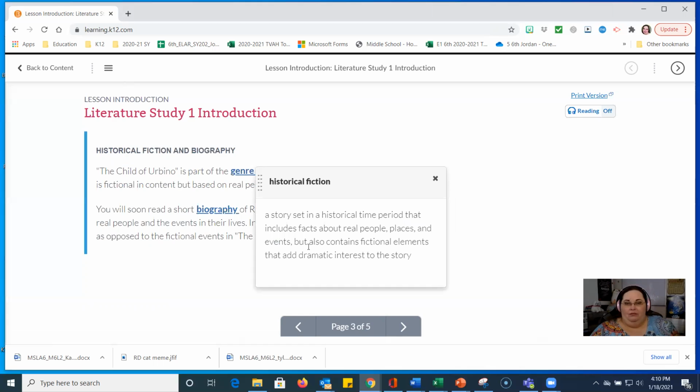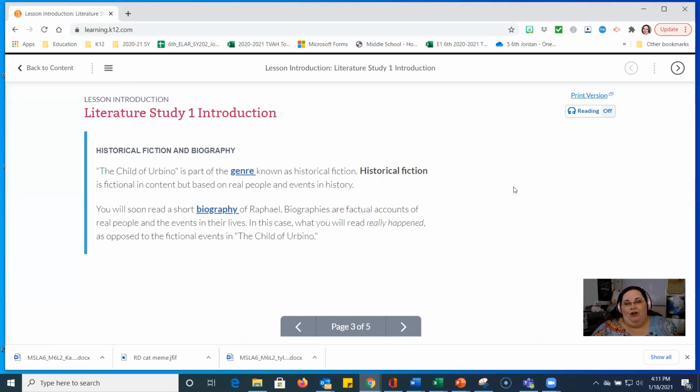So, one of my favorite historical fiction movies is Titanic. It's based on something that really happened. The ship Titanic did hit an iceberg and sink, but the characters of Jack and Rose are fictional.